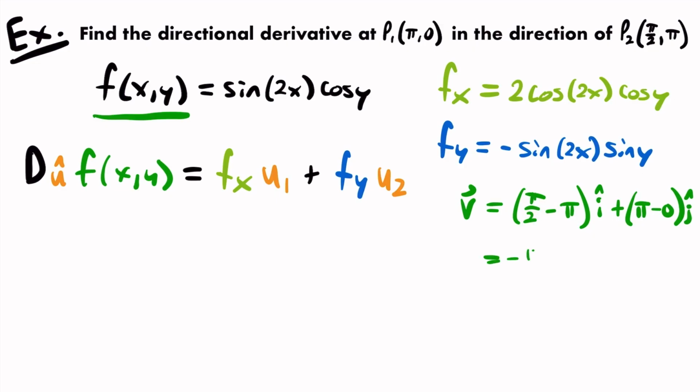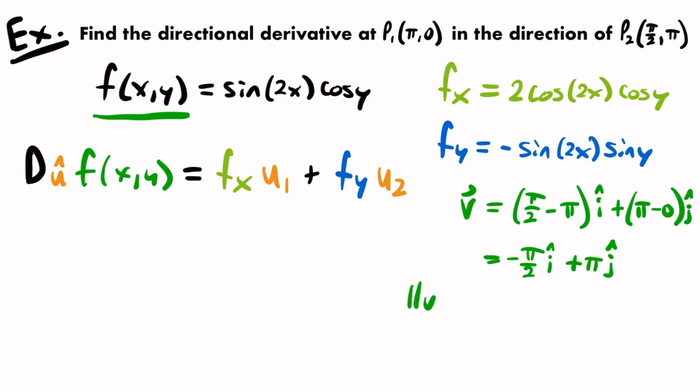Okay, now pi divided by 2 minus pi will be negative pi divided by 2. So this is equal to negative pi divided by 2 i. And then pi minus 0 is just pi. So we have plus pi times j. Okay, so that's the vector that connects these 2 points. It will be in the direction of this point from this point. And now we want to check to see if it's a unit vector or not.